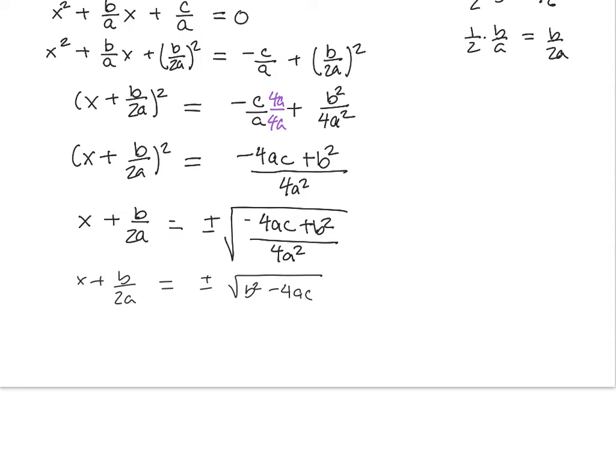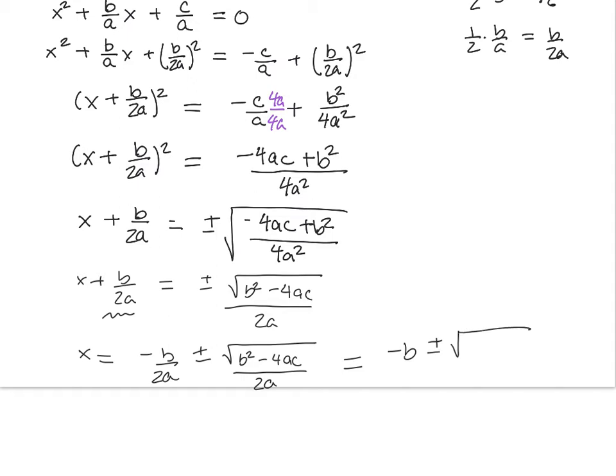When you square root the denominator, what does it become? 2a. And what's the final thing you do? What do you do with this b over 2a? Subtract it. Is that usually how they write it, though? No. They usually write it as one fraction, right? Negative b plus or minus the square root b squared minus 4ac all over 2a.